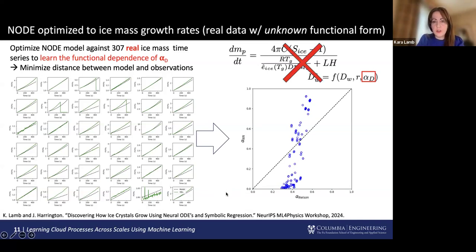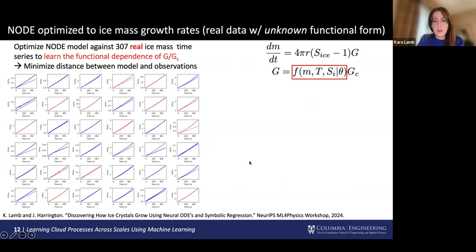So we next decided to consider a less constrained model, but using the same type of approach. Rather than having so much structure in my initial model, I'm going to instead try to learn effectively the entire denominator in this capacitance ice growth model. And I'm going to learn this relative to what we would expect for a spherical ice crystal in the diffusion limit, which is this GC parameter. So I'm just learning this ratio between what we actually observe for our ice crystals and the diffusive limit for a spherical ice crystal.